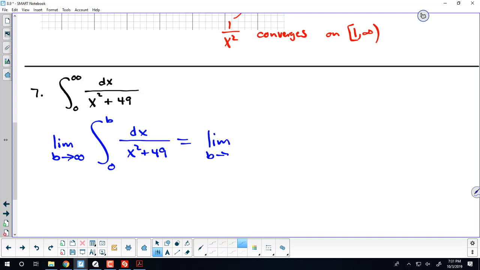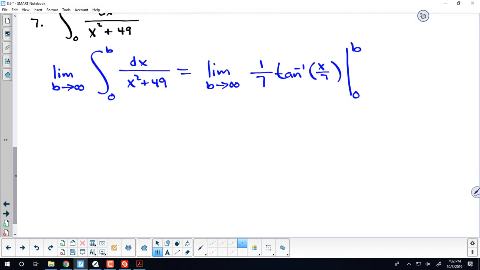Specifically, what is the antiderivative then? 1/7 times arctangent of x over 7. Right, 1/7 inverse tangent of x over 7 from 0 to b. This is approaching infinity from the right.